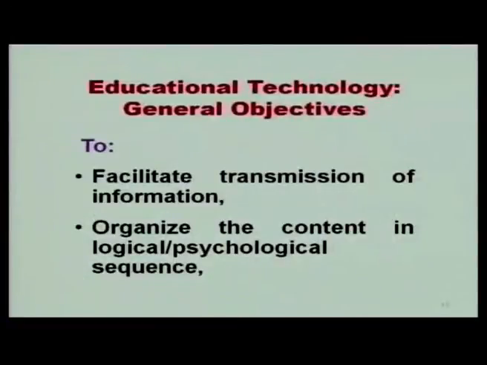Next is to organize the content in a logical psychological sequence depending upon the age of the child as well as the level of the school system. Psychological sequence means it organizes the content from simple to complex, concrete to abstract. Concrete means it's at the beginning level. Abstract means it's at a somewhat higher level of learning. Abstraction takes place only when a child has mastered the skill at the concrete level. It's not possible for any person to jump directly to the level of abstraction.